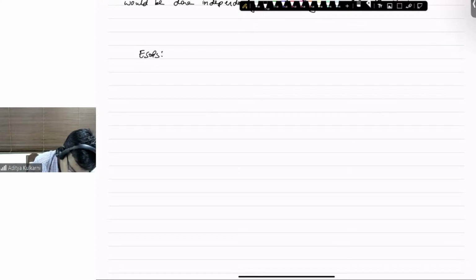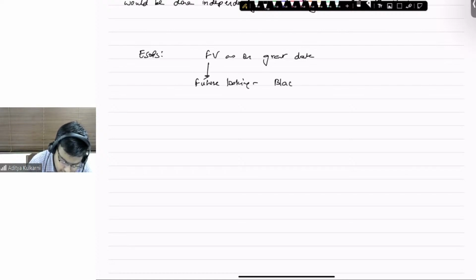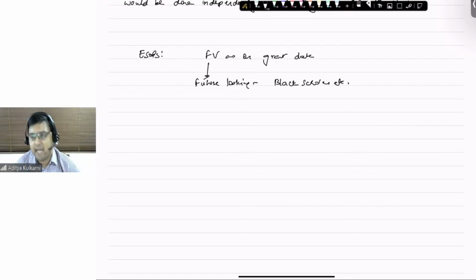ESOPs are valued at fair value as on grant date. अच्छा, fair value is a future looking value based on option pricing model like Black-Scholes, etc. Okay. Now, suppose the vesting horizon is 3 years. Vesting period is 3 years.